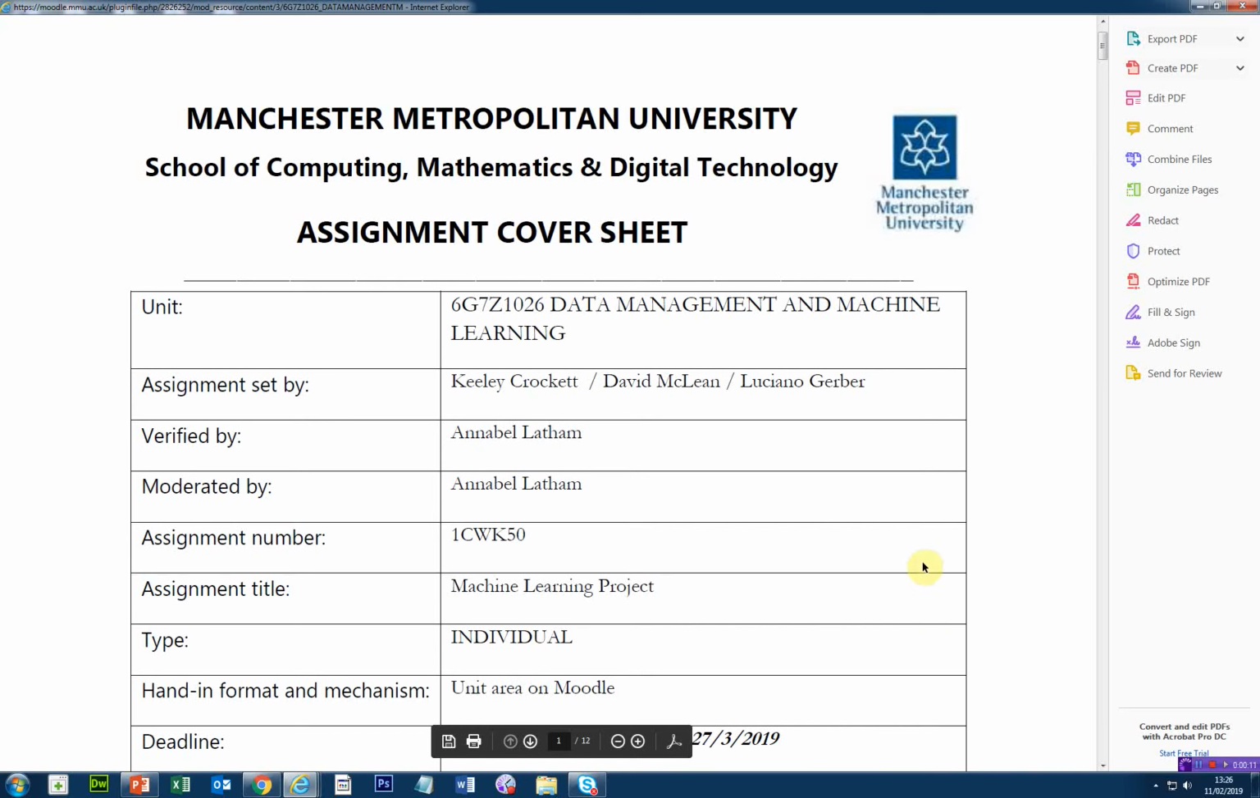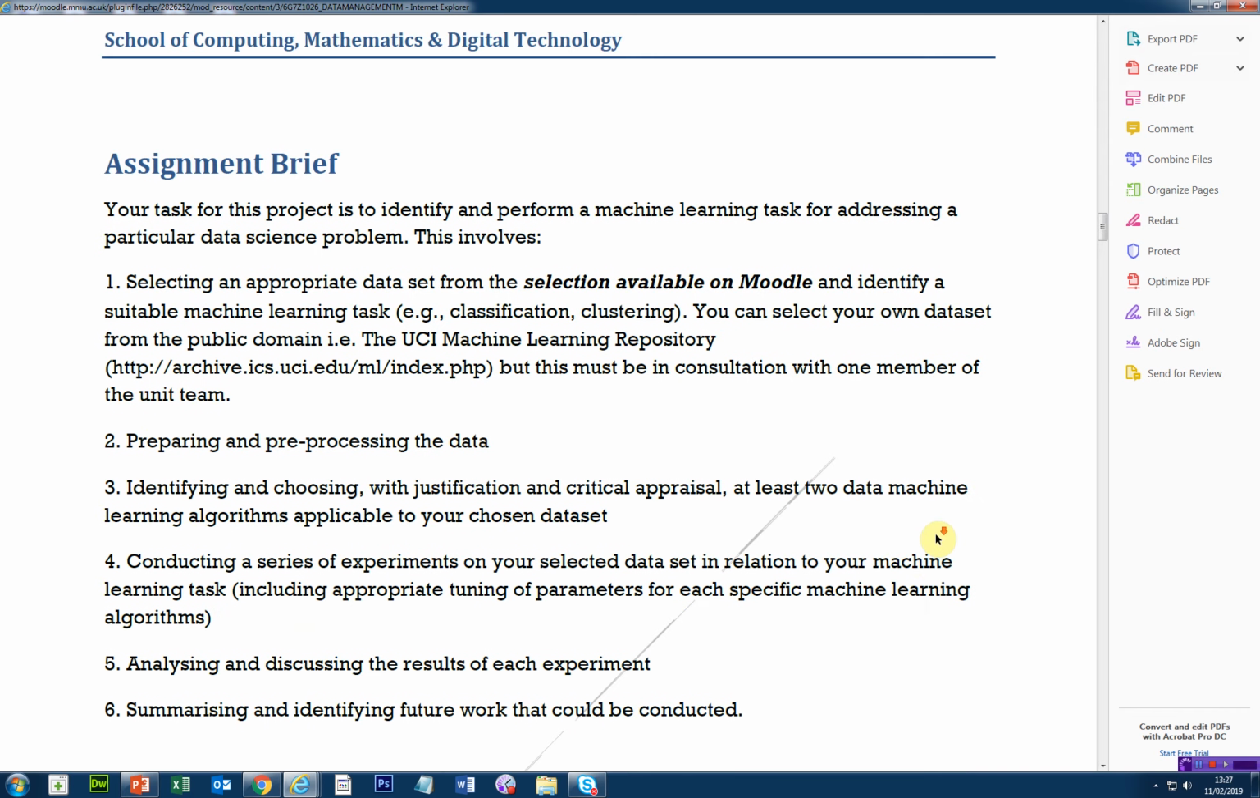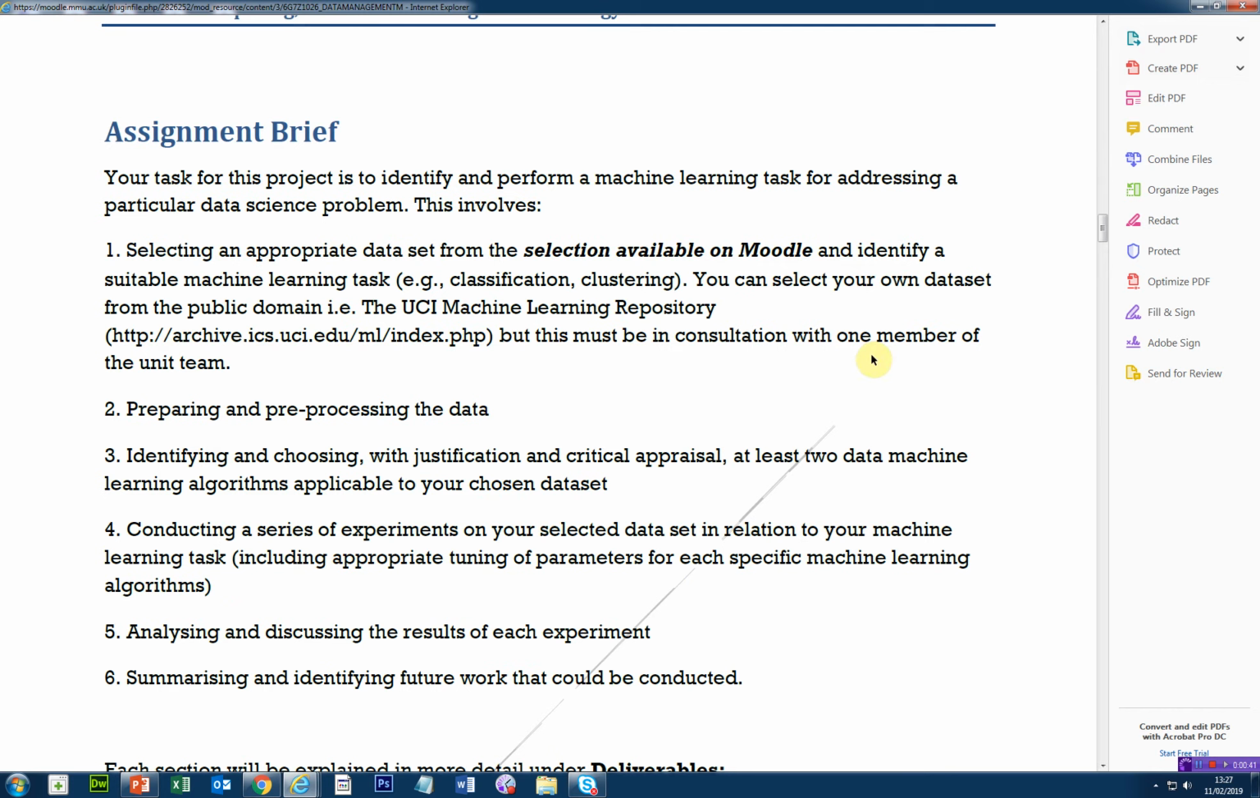Today's lab is focused on your assignment, preparation for doing the assignment, early activities, and the methodology for conducting the assignment. In particular, I want to draw your attention to these parts of the project: selecting an appropriate data set, identifying suitable machine learning task or tasks, preparing and pre-processing the data. Also, the process of conducting a series of experiments, including the tuning of parameters.